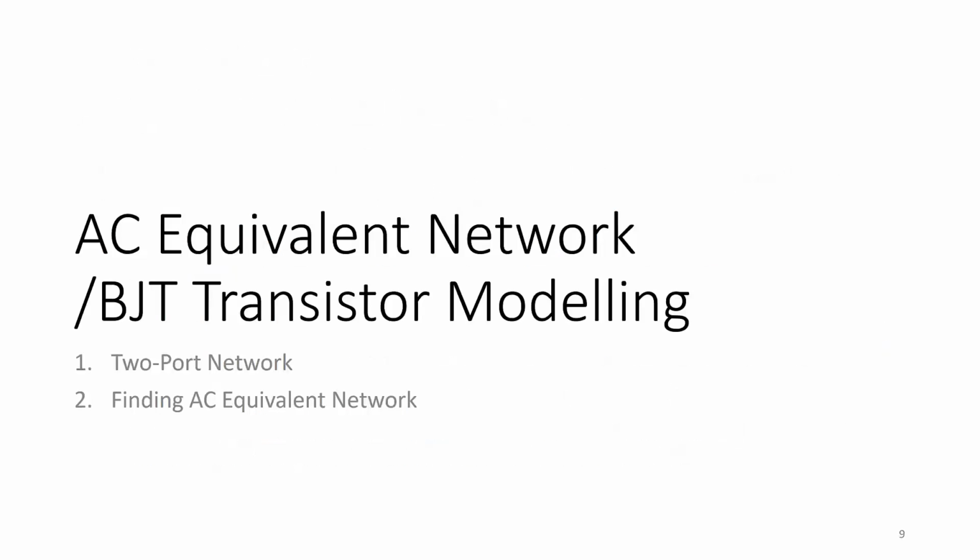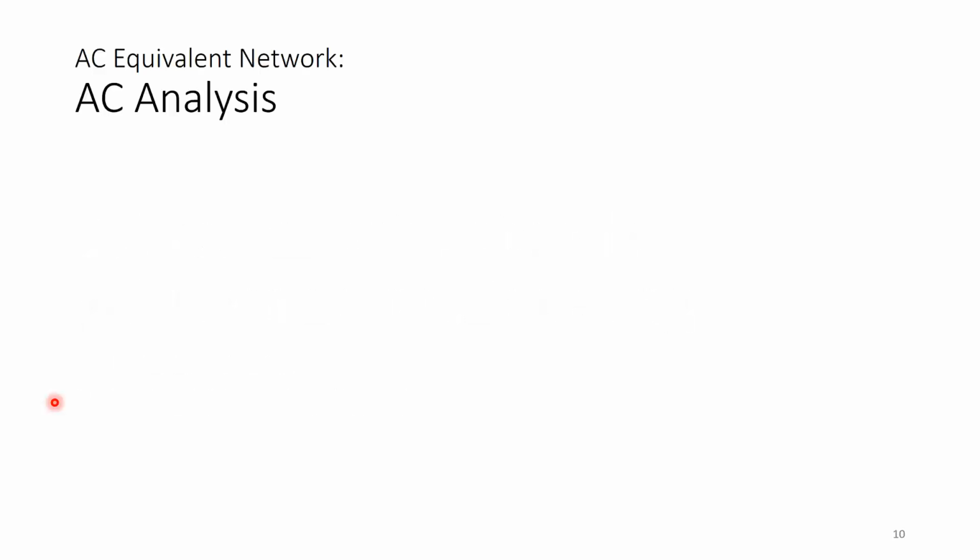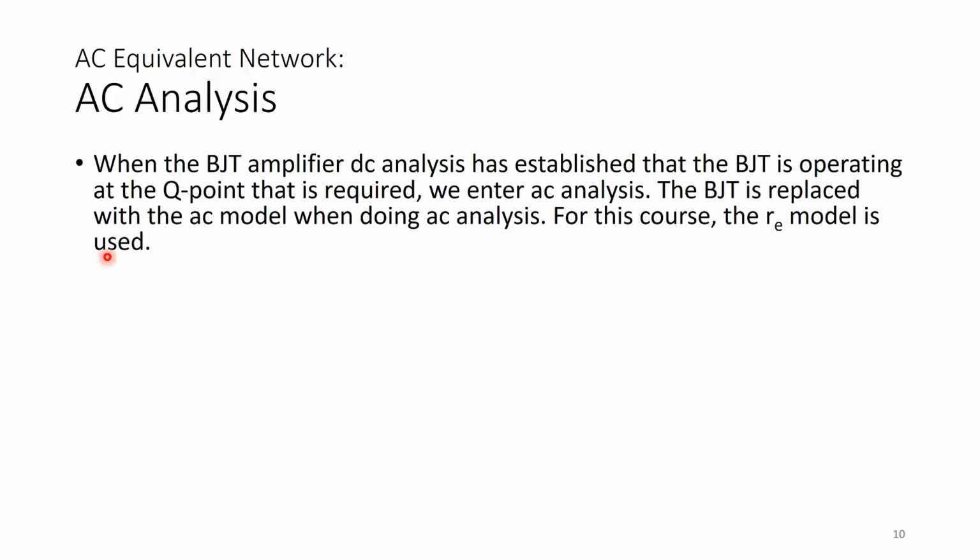Okay, so AC equivalent network, BJT transistor modeling, where we will look at two-port networks and finding the AC equivalent network. So AC analysis. When the BJT amplifier DC analysis has established that the BJT is operating at the Q point that is required, we enter AC analysis.